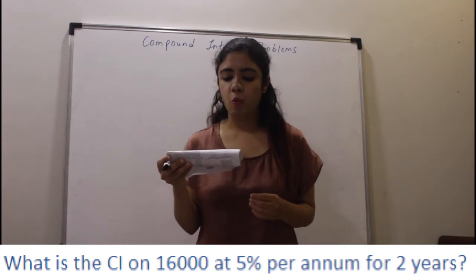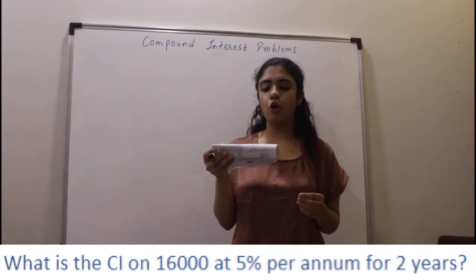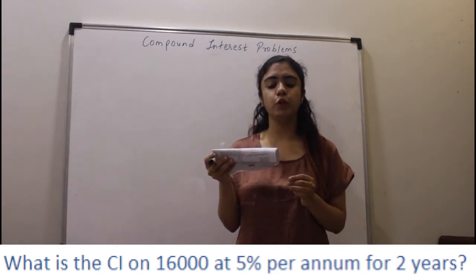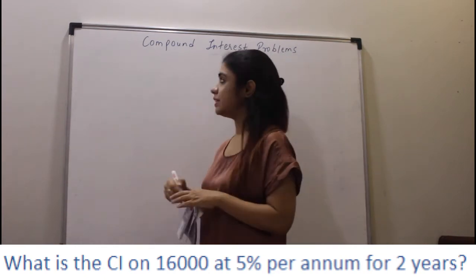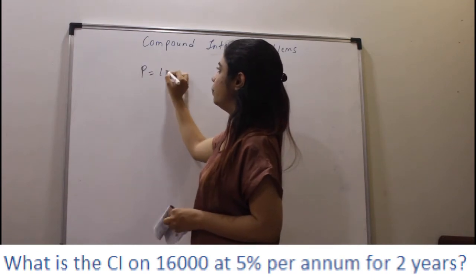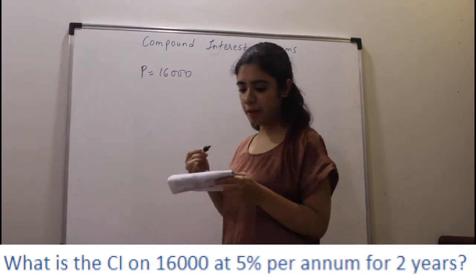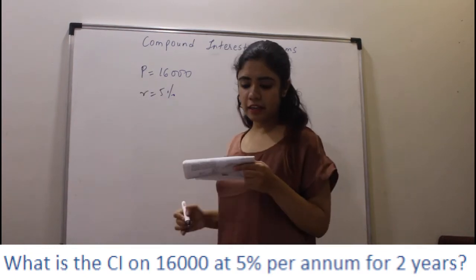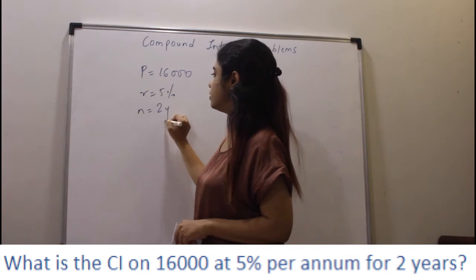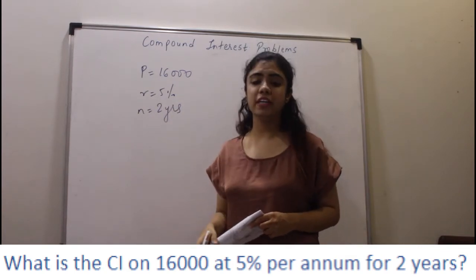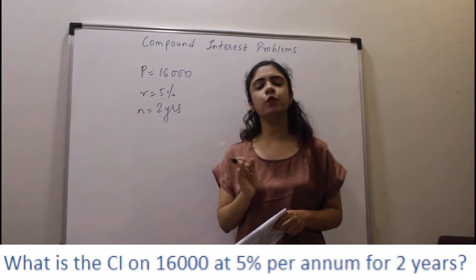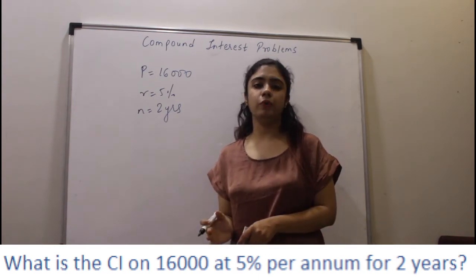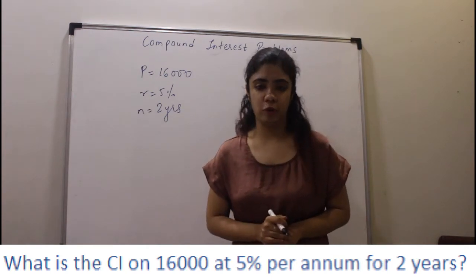It says, what is the compound interest on rupees 16,000 at 5% per annum for 2 years? Okay? So what are they saying? Your principal value is 16,000. The rate of interest is 5% and the number of years is 2 years. So they are asking you what is the compound interest. See, there are two ways of solving this problem. The first way is calculating the amount and then subtracting that from your principal.